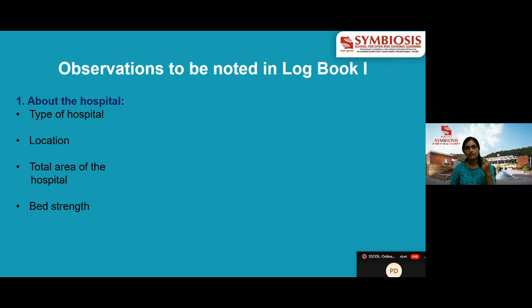So the basic objective behind this logbook course is that, after studying this, you should be able to be an active part in the planning of any hospital, in a real time situation. Once you observe any hospital, you have to note down all these points that I will be telling you. So first of all, about the hospital.